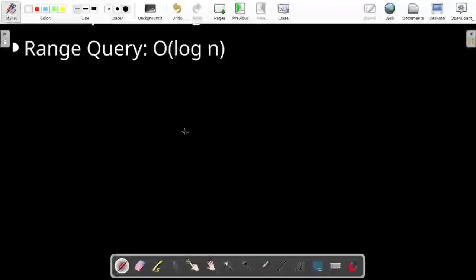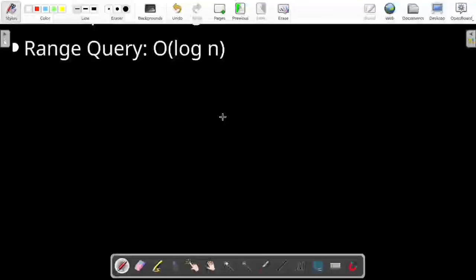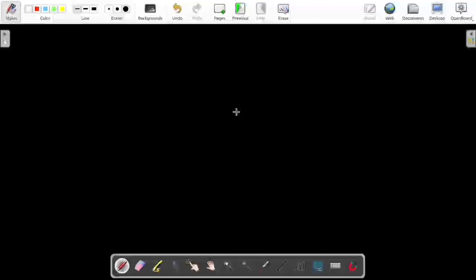Really sorry for my words. A segment tree is a binary tree, not a complete binary tree. Now, what's a complete binary tree? A complete binary tree is a binary tree where all the nodes except the leaf nodes have two children. Let's see this.